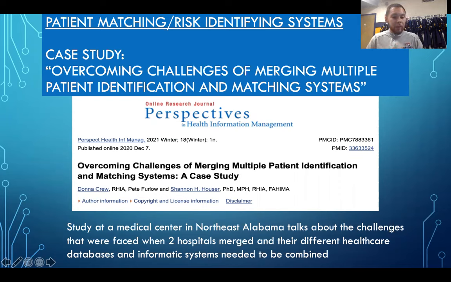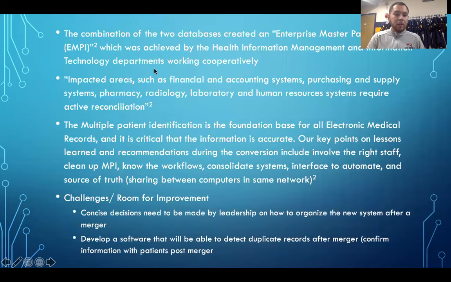There was a study at a medical center in Northeast Alabama, and it talks about the challenges they faced when 2 hospitals merged together, and they had 2 different healthcare databases and informatics systems that needed to be combined. So they combined both of the electronic medical record databases, and they created what was called an Enterprise Master Patient Index. They used that for the health information management, and then the IT departments worked cooperatively with that health information management.